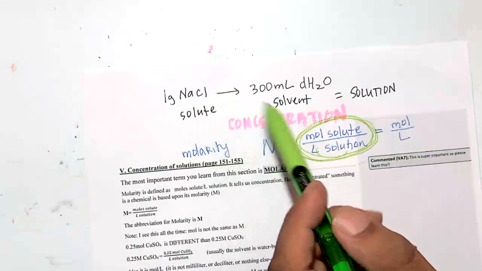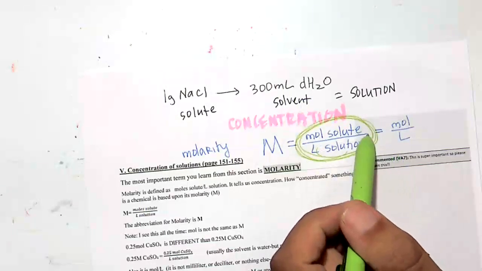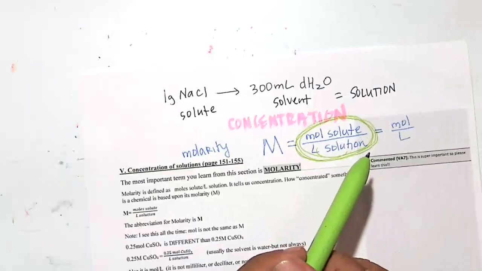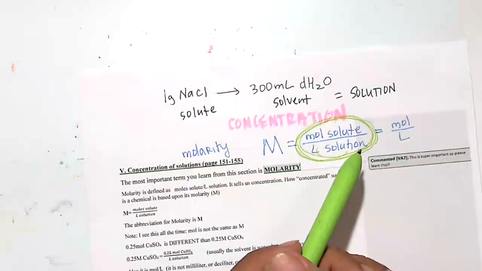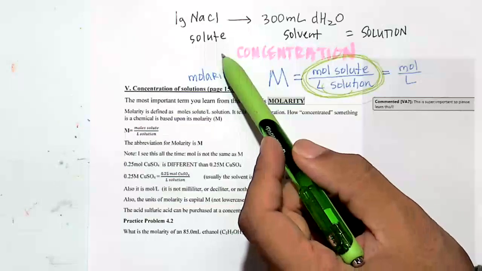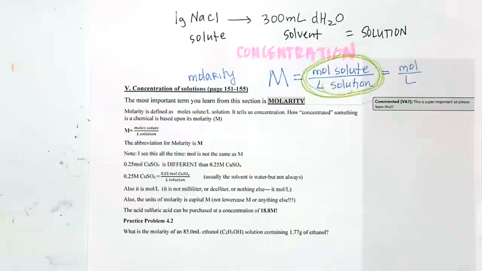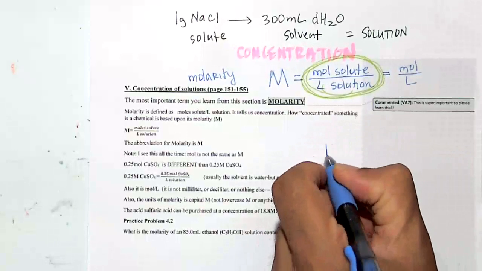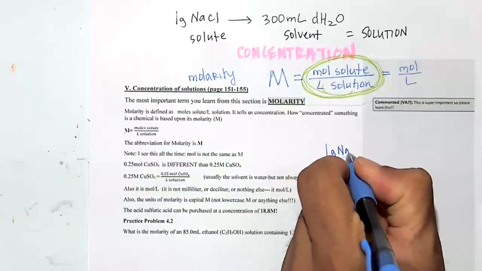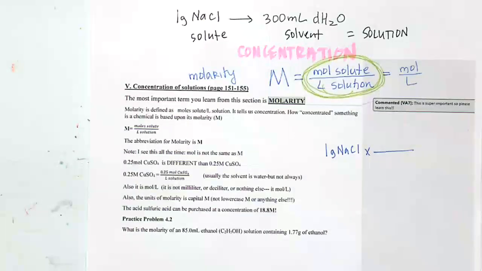So I weighed out 1 gram right before class. I dissolved it in 300 mLs of water. And now I want to figure out the concentration of this solution that I just made. Let's go ahead and do that. Let us first convert this 1 gram of sodium chloride into moles of sodium chloride. 1 gram of NaCl. I don't think I have my periodic table with me. Oh, I do.